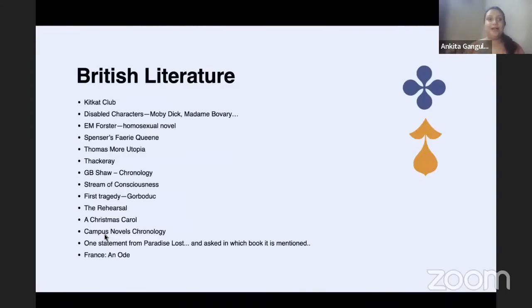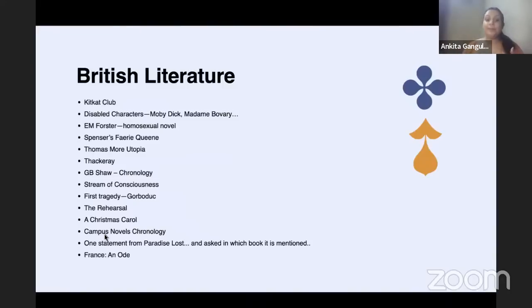Then stream of consciousness. Actually, there was a mistake in the options because who coined the term stream of consciousness? It's actually William James, but William James was not there. So I marked May Sinclair because it seemed more correct than the other options. Again, who wrote the first tragedy Gorboduc? One author was already in the question, Thomas Norton, and who else was the author of the second part? Rehearsal, again, Dryden. A Christmas Carol, in the context of whether there are any disabled characters in the novel.